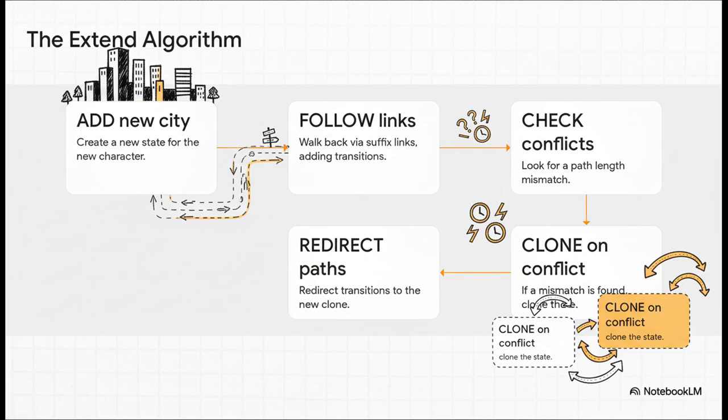First, we create a brand new city for our new, longer string. Then, we use those suffix link back alleys to trace our way back and add new roads. Step 3, we have to check if this created any conflict with path links. If it did, and this is the clever part, we clone an existing city. And finally, we just redirect some of the old roads to point to our new cloned city.